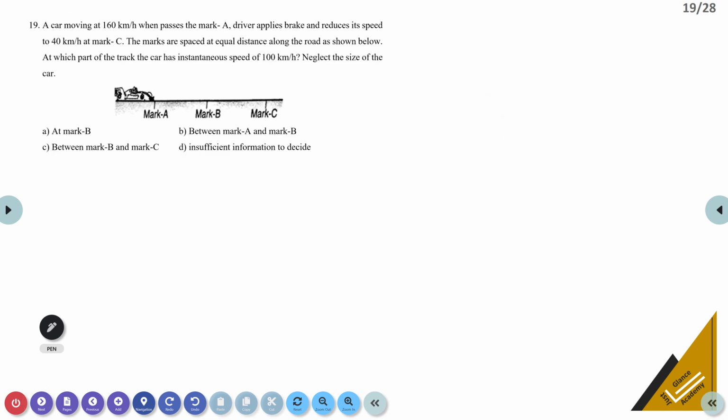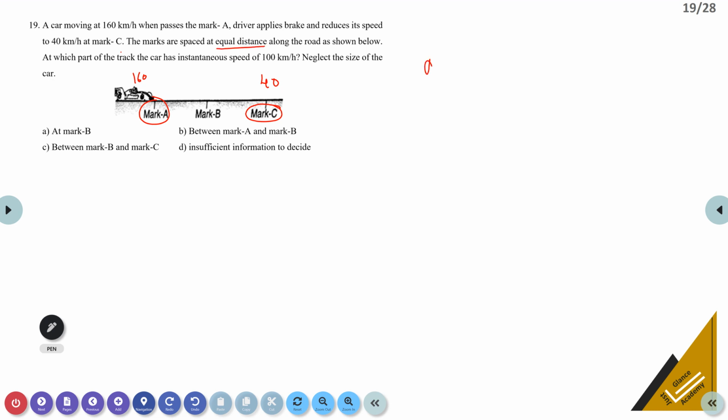Next. Somewhat tricky problem. A car moving at 160 km per hour when it passes a mark A. This is the mark A. Driver applies a brake and reduces speed to 40 km per hour at this point. Here initial velocity is how much? 160. Here it is how much? 40. Fine. But distances are equal, students. He said that the marks are spaced equally.